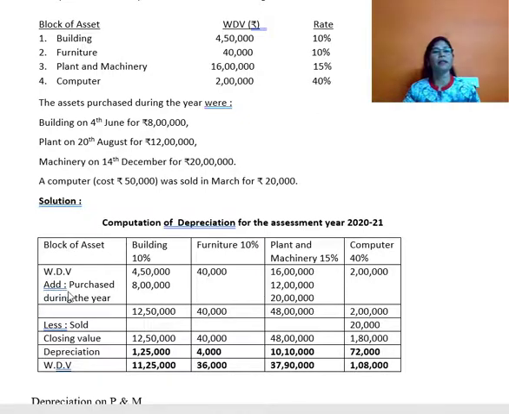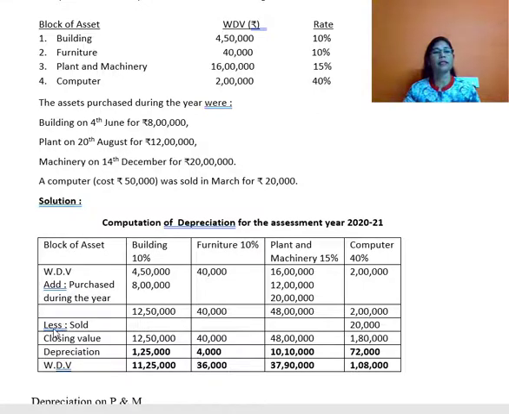Now let us add any additions during the year. Asset purchased during the year. So we have here building which is purchased on 4th June for rupees 8 lakh. Plant on 20th August for rupees 12 lakh. Machinery on 14th December for rupees 20 lakh. So again it comes under this block, plant and machinery, for 20 lakh. Furniture and computer there is no additions. So if we add we will get this total.